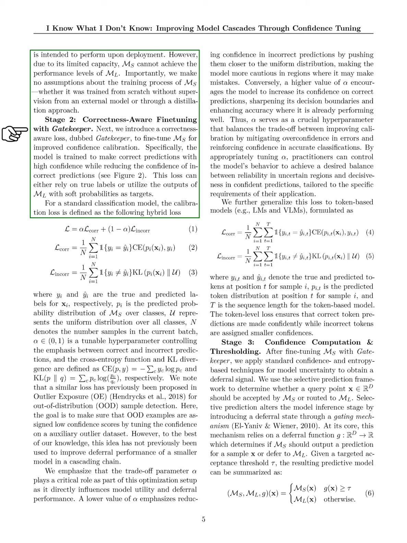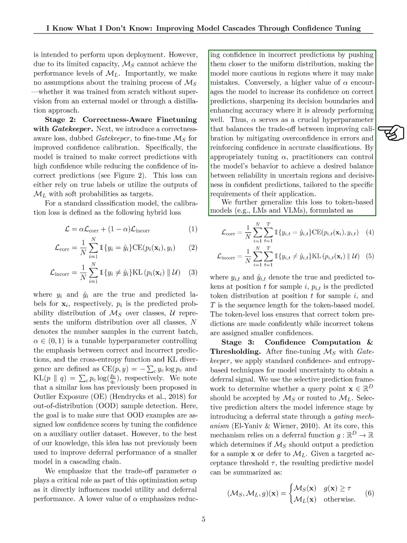A key hyperparameter, alpha, controls the balance between focusing on correct and incorrect predictions. A lower alpha value encourages the model to be cautious with incorrect predictions, while a higher value boosts confidence in correct ones. By adjusting alpha, we can tailor the model's behavior to achieve a balance between reliability in uncertain areas and decisiveness in confident predictions.